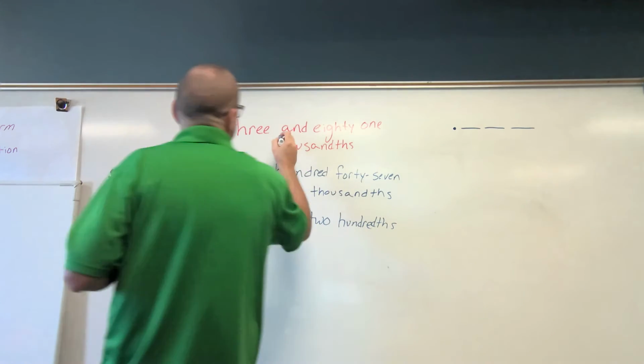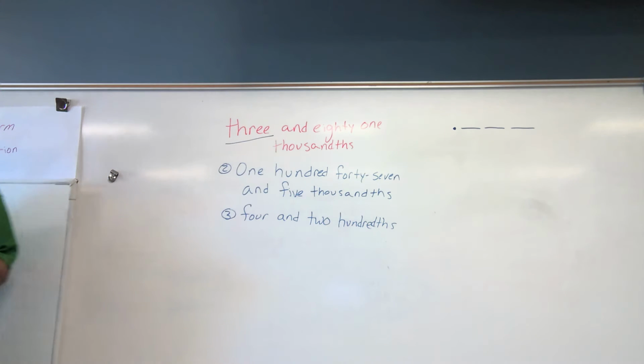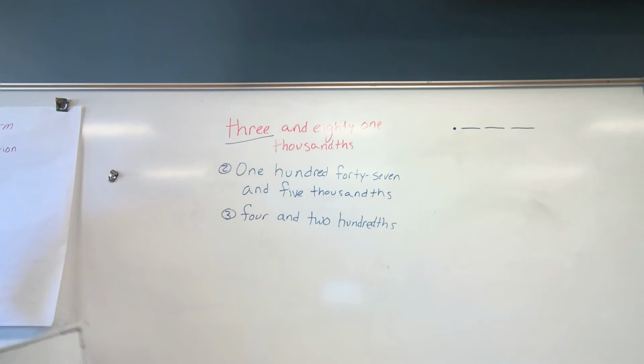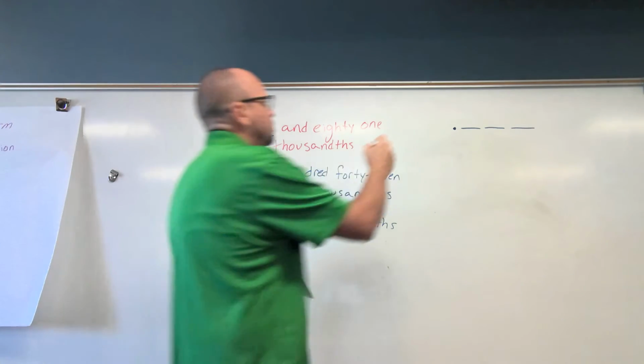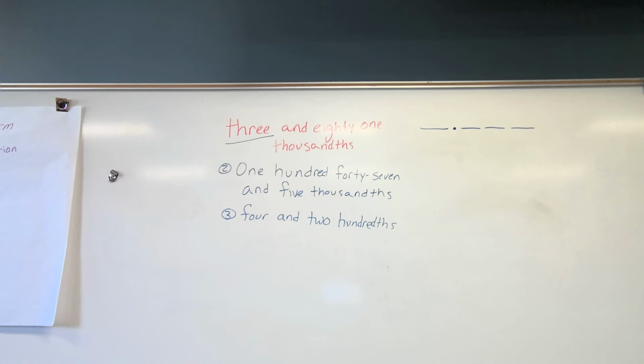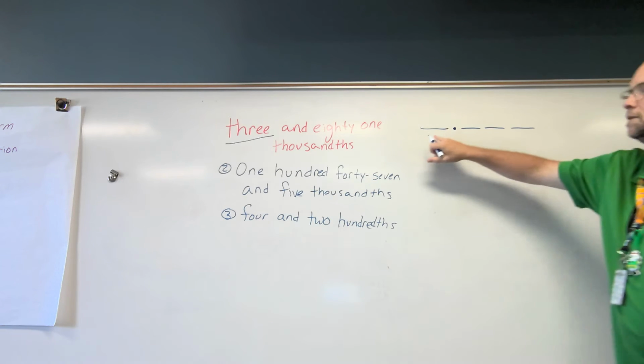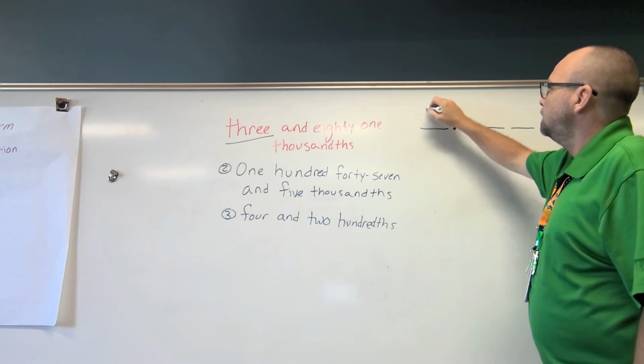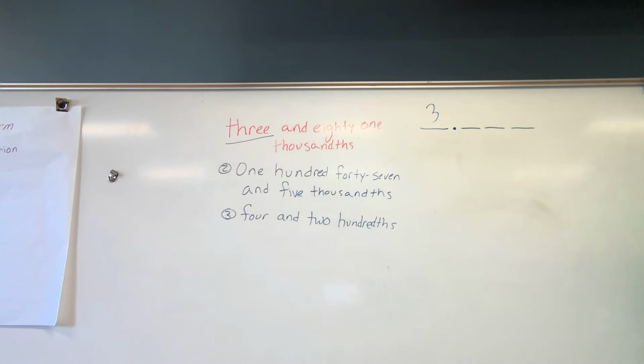All right, so now we're looking in front of the and. How many numbers do I have in front of the and? 1. So I have 1 number in front of the decimal point. I have 3 numbers behind the decimal point. So Landry, what goes in this place? 3. Because it's 3 and. And is my decimal point.